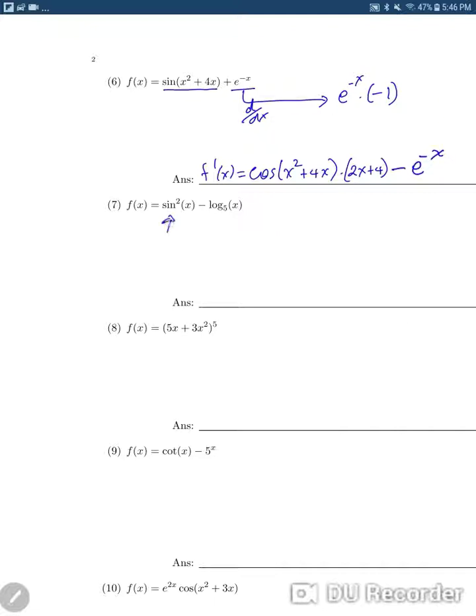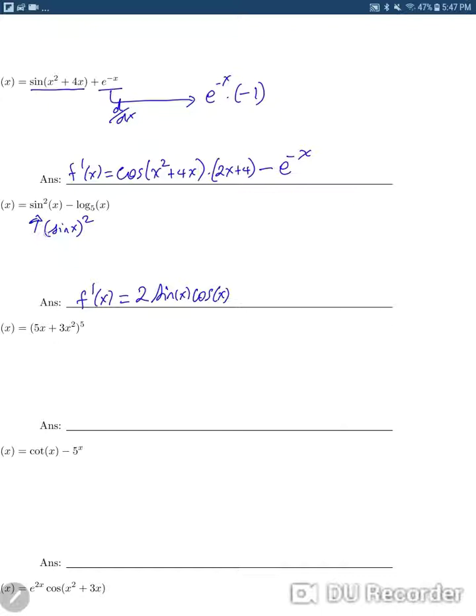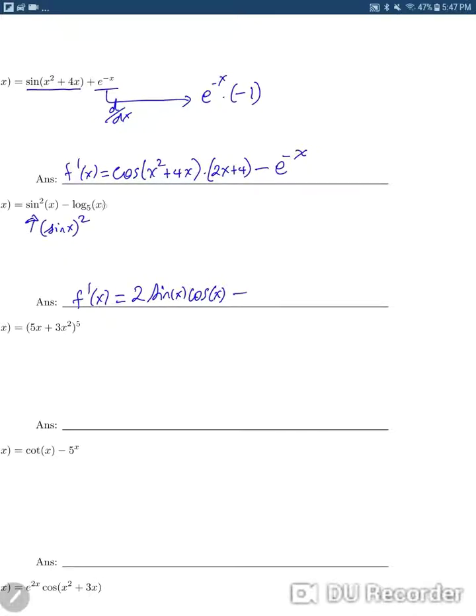This one, I see this as sine of x quantity squared. So I will apply the chain rule on that one. The derivative of sine squared of x is 2 times sine x times cosine x, because it's a chain rule. The inside function being the sine function, the outside function being that stuff squared. Now minus, this is one of the basic derivatives that we need to memorize. Log of x base 5, its derivative is 1 over x ln of 5. Okay?